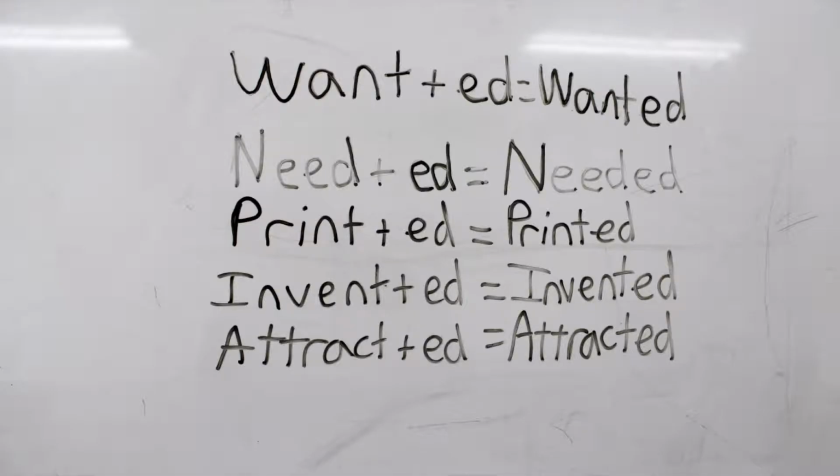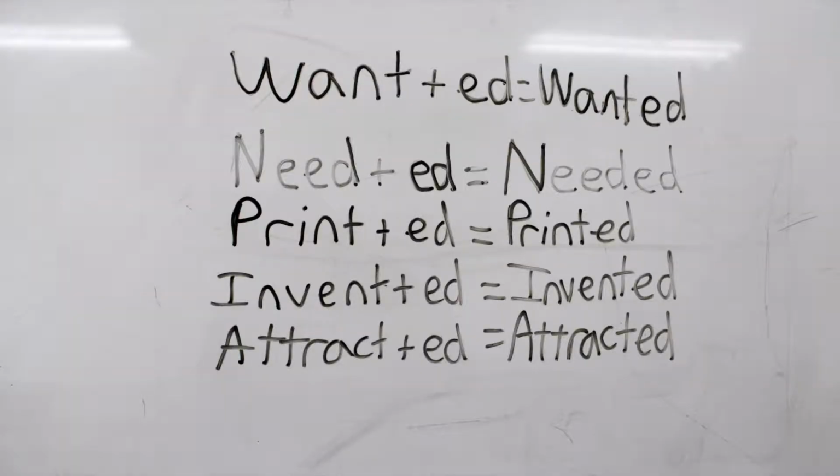Okay? Good. So how do you know which ED endings have a T, like wished? How many of them have a DED ending, like dried? And how do you know which ones have an id syllable, like needed? Well, here's where we explain. Let's go over the first ED ending. We'll have words like this: wanted, needed, printed, invented, attracted.